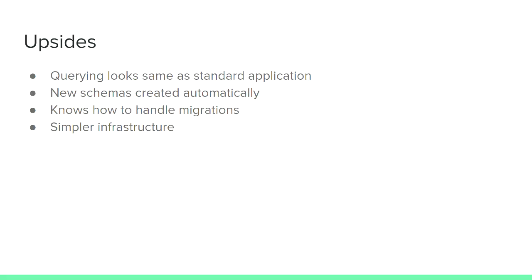So some upsides. Your queries will be looking just like a normal Django query. You don't have to worry. New schemas get created automatically. Whenever you create a customer instance in your application, you already create the new schema and run the migrations. It knows how to handle migrations. So if you're using Django tenant schemas, you already do all the migrations for you. And you get a simple infrastructure. You can get many clients in a single server in a single database.